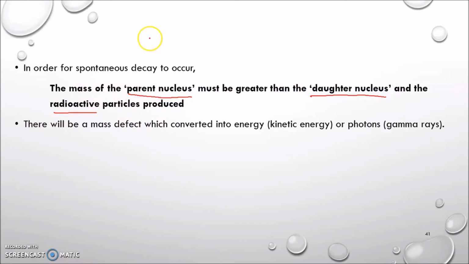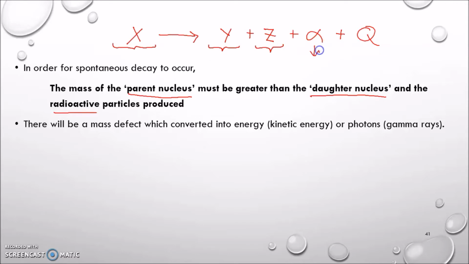For example, let's say we have element X undergoes decay. It will produce element Y plus Z plus alpha particles and also energy. So the parent nucleus is on this left side or before the process, and the daughter nucleus is the new element. Radioactive particle is this, for example, this alpha particles, and this is the energy released during the process. So the mass of the parent nucleus must be greater than the daughter nucleus plus with the radioactive particle produced.